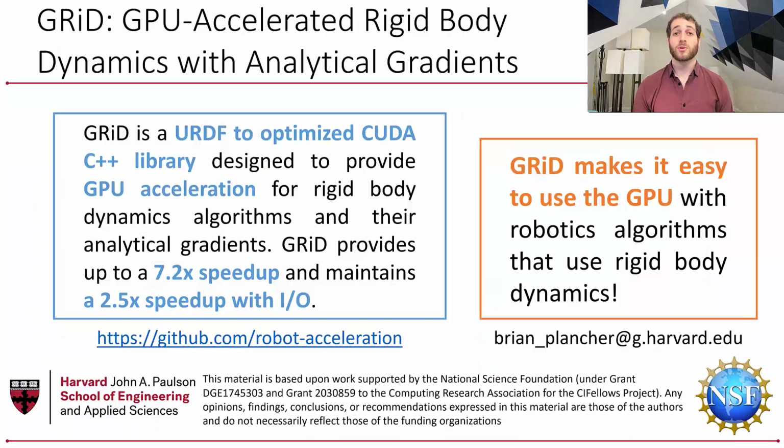So in conclusion, GRiD is a URDF to optimized CUDA C++ library designed to provide GPU acceleration for rigid body dynamics and their analytical gradients, showing up to 7.2x speedups and maintaining a 2.5x speedup when including I/O over state-of-the-art CPU algorithms, making it easy to use the GPU.